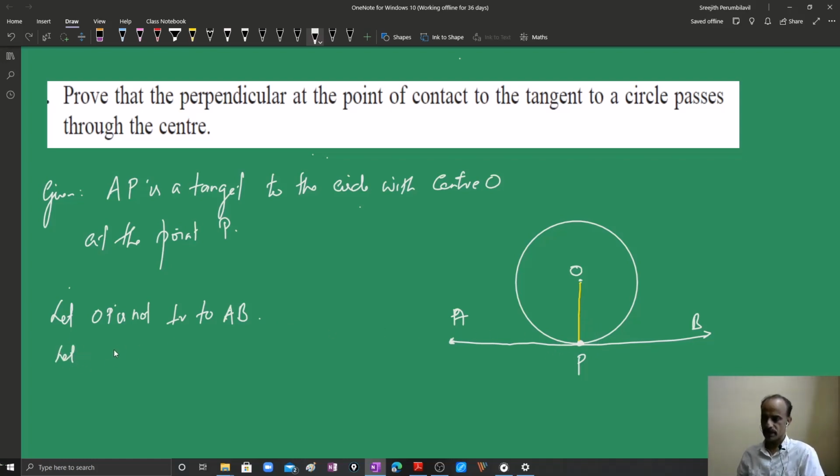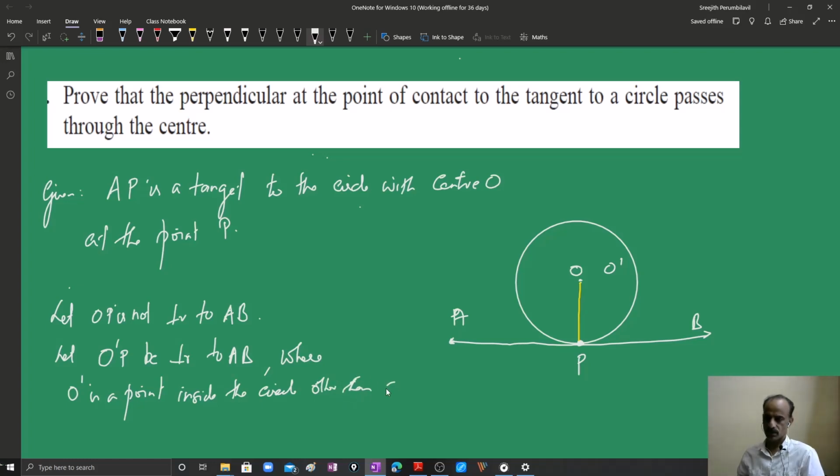Let us consider a point O dash. Let O dash P be perpendicular to AB, where O dash is a point inside the circle other than O. So we will join that. This implies angle O dash PB is equal to 90 degrees.